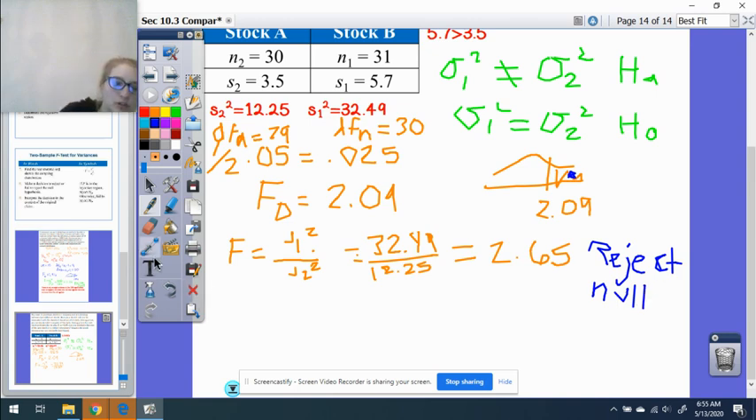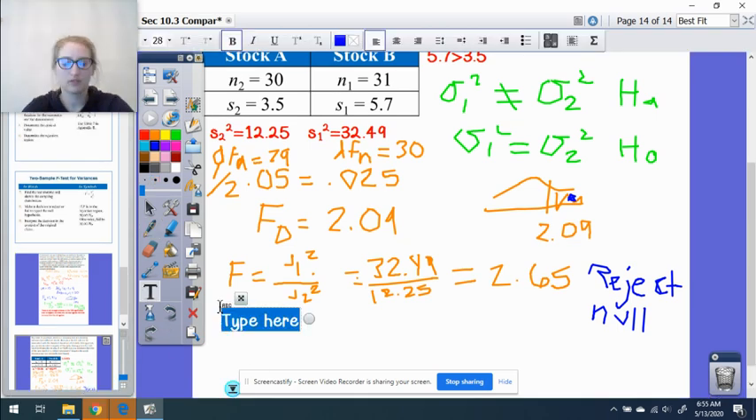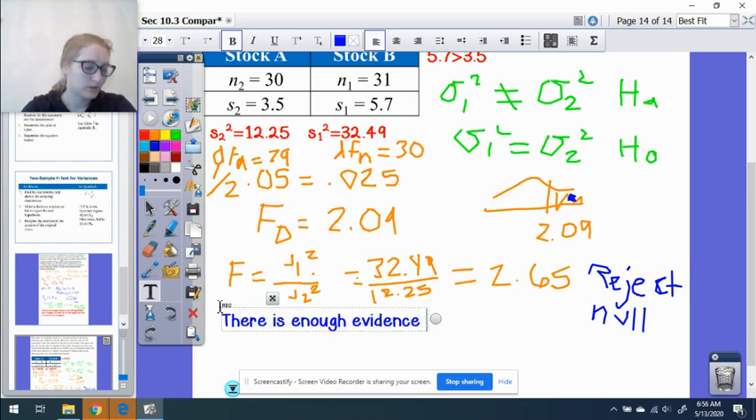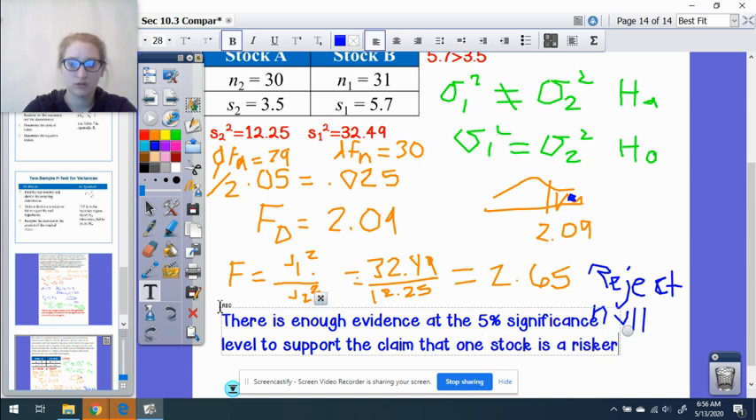Okay, so let's write our sentence. There is enough evidence at the 5% significance level to support the claim that one stock is a riskier investment.